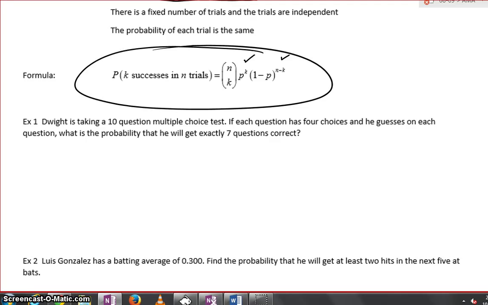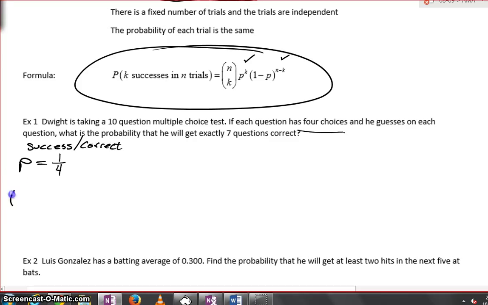Well, let's think about this. P would be considered success. This would be a correct answer. What do you think P is going to be here? Well, how many answer choices does he have for each question? 4. What do you think we'd have then? 1/4. He's always going to have 4 possibilities, but only one of those possibilities will be correct. He's going to have a 1/4 probability of just guessing and seeing a problem is right.